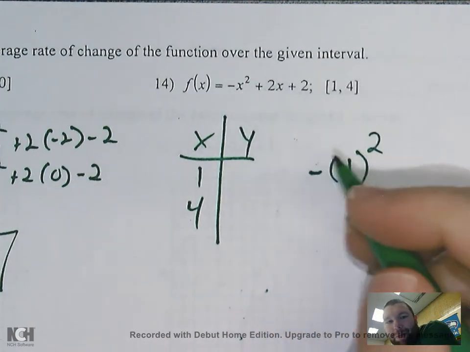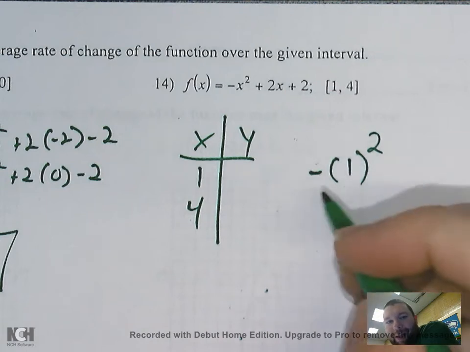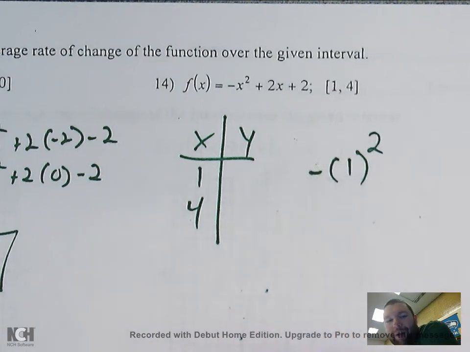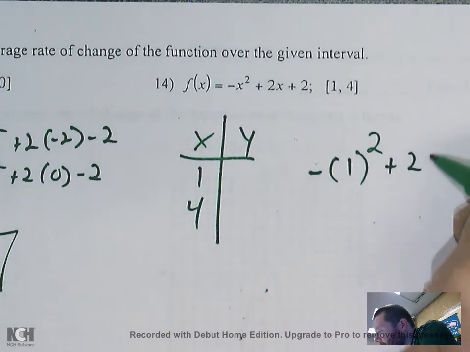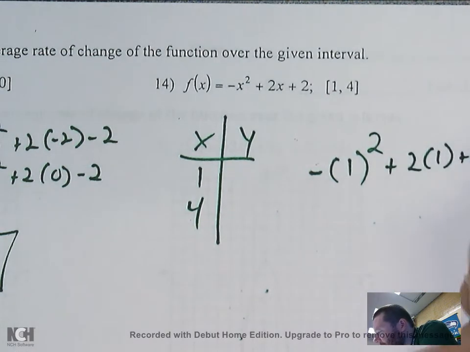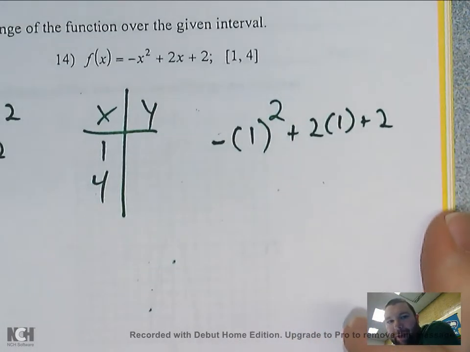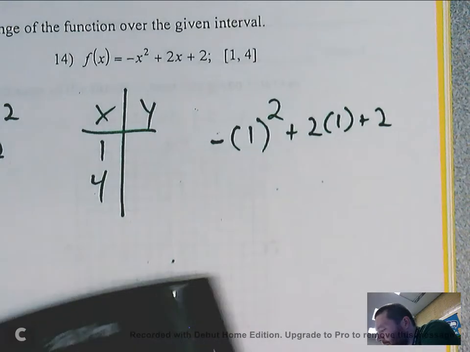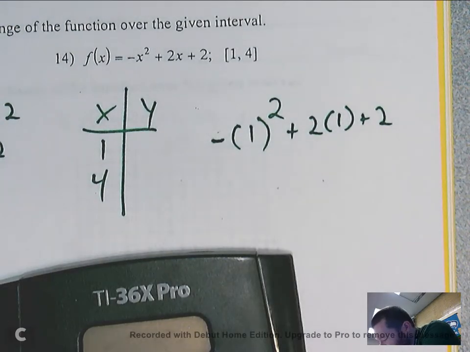And just like when you plug it into your calculator, that negative is going to apply to it after it is squared. And then plus 2 times 1, and then plus 2. So this is very similar to the last problem, but when we go through and plug this in, so negative parenthesis 1 squared, and then plus 2 times 1 plus 2, we're going to get 3.